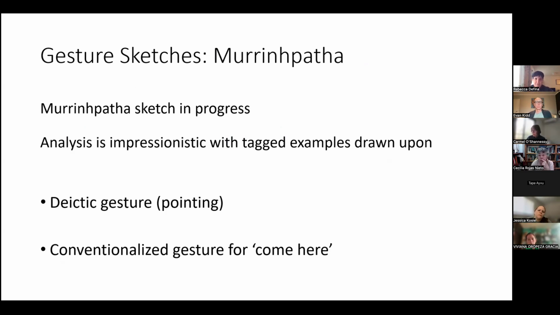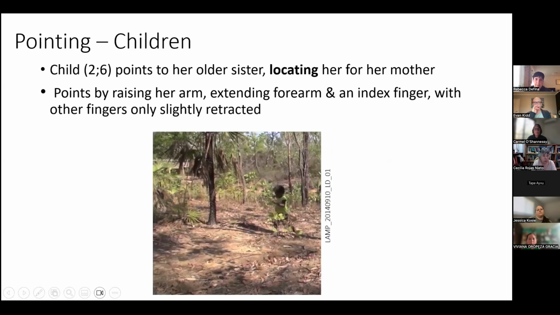Lucy kindly gave me her in-progress Pata gesture data, and here the analysis is impressionistic with tagged examples being drawn on. So this is the more likely approach to the gesture coding in the sketch. And we're able to see that the deictic gestures are being used to influence attention, and there's a lot of index finger pointing, but also other forms, and a conventionalized gesture for come here. Okay. So some examples.